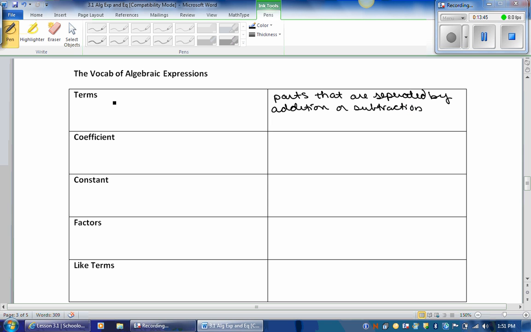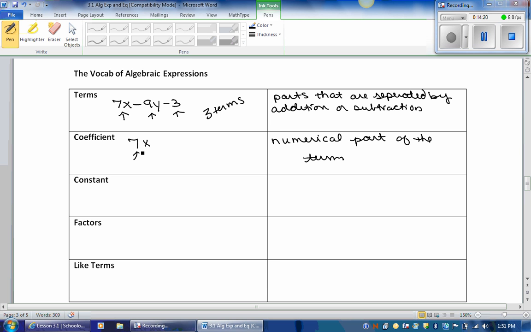So if I gave you 7x minus 9y minus 3, 7x is a term, negative 9y is a term, and negative 3 is a term. Okay, there's 3 terms. Coefficient. A coefficient is the numerical part of the term. So if I have 7x, 7 is the coefficient.